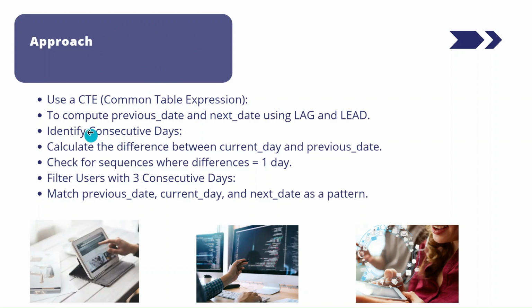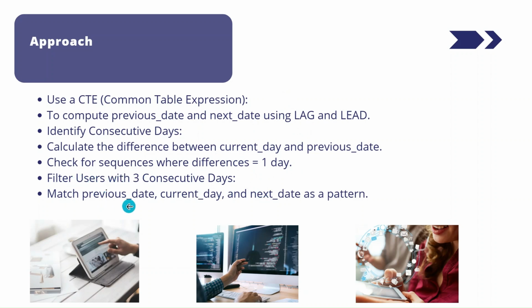Okay, then coming to this problem set. To compute the previous date and next date, we are using LAG and LEAD functions. We are using LAG to get the previous date, and LEAD to get the next date. Then identify consecutive days: we take the current day, look at the previous day, and get the next day. Calculate the difference between the current day and the previous date. The difference should be 1. Between the current day and the next day, the difference should also be 1, right? Check whether the difference is equal to 1 or not. If it is 1, then that is the filter for users with 3 consecutive days.